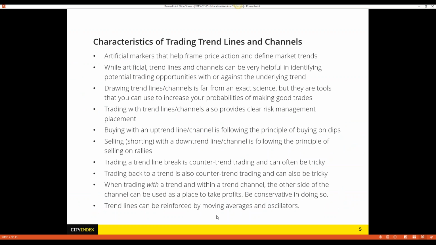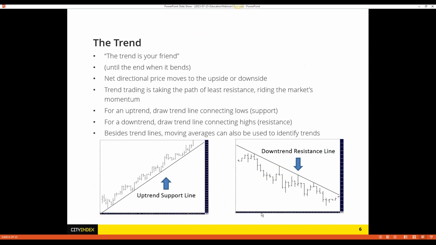So again, trend lines can be reinforced by moving averages and oscillators. Okay, so I put this afterwards. I don't know why I did this, but I think some of you have seen this before. What is an uptrend? It's connecting the lows. What is a downtrend? It's connecting the highs. Okay, that's all it is.